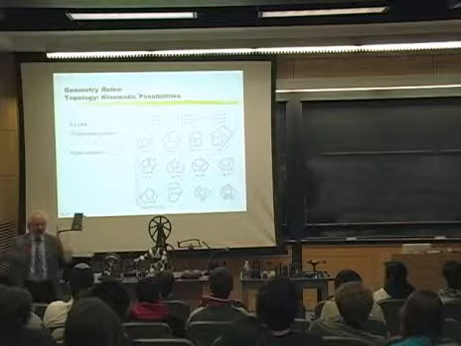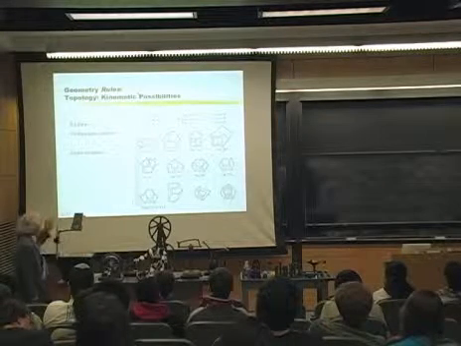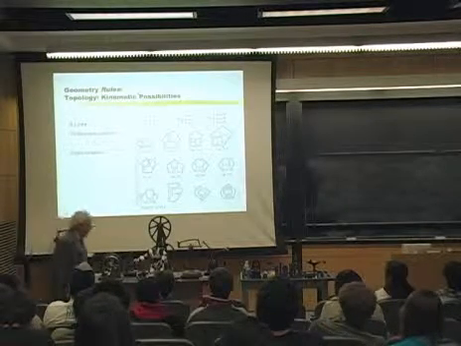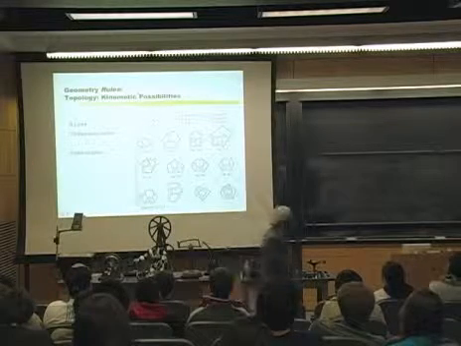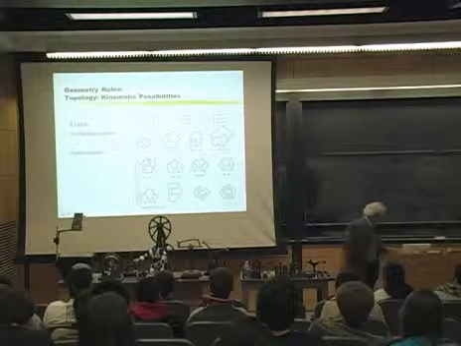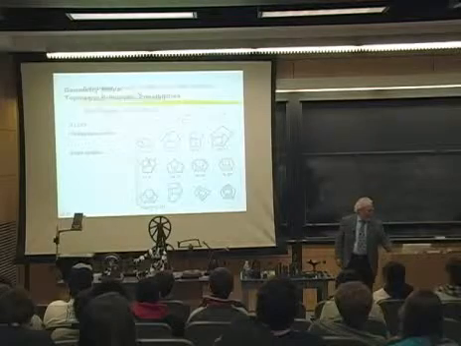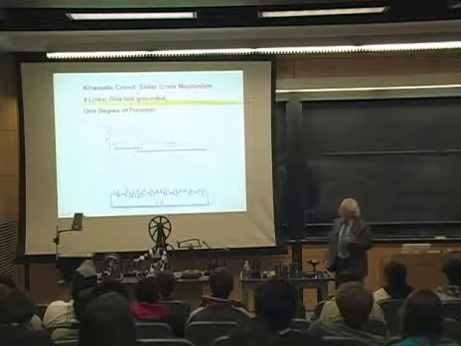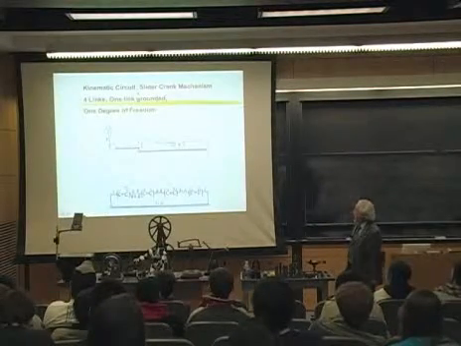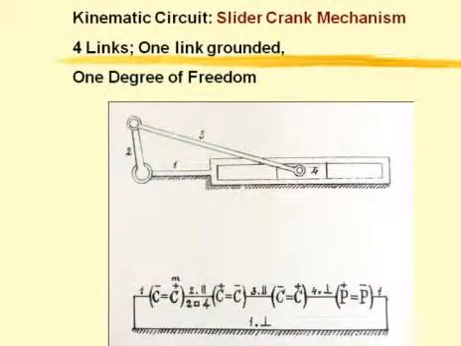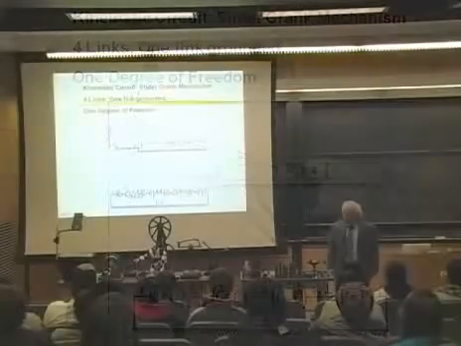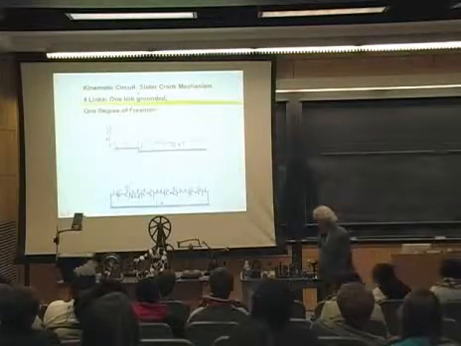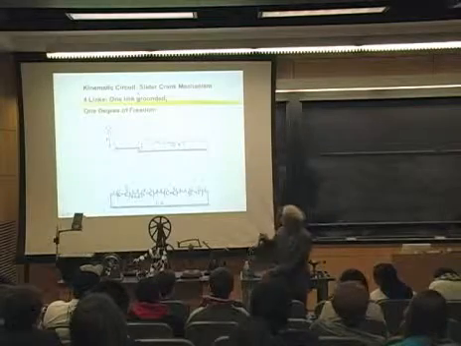That's the idea of topology, and this was discovered in the late 19th century, by people like Grubler and others. He lived in Germany. One of the most famous kinematic circuits here is the so-called slider crank mechanism. Now, here's an example of a slider crank mechanism right here.